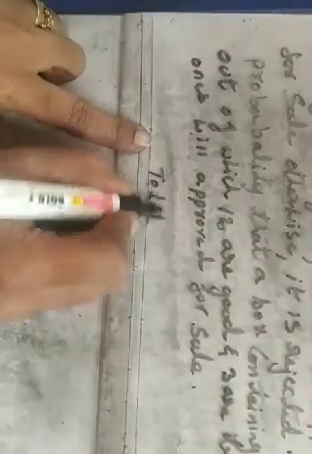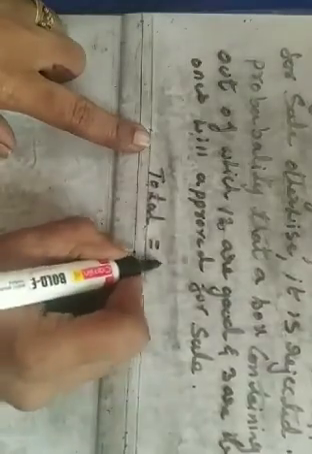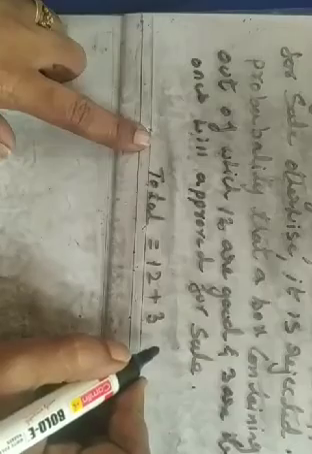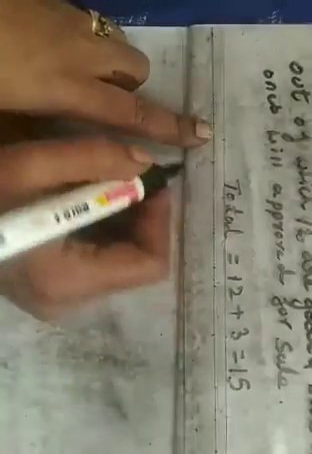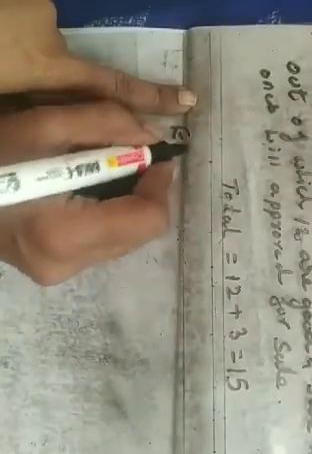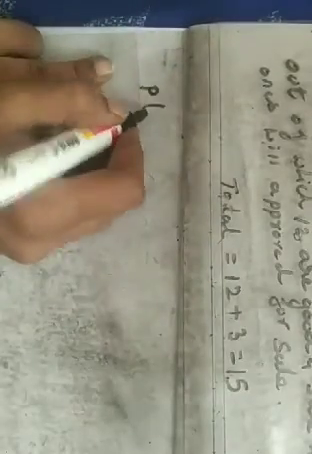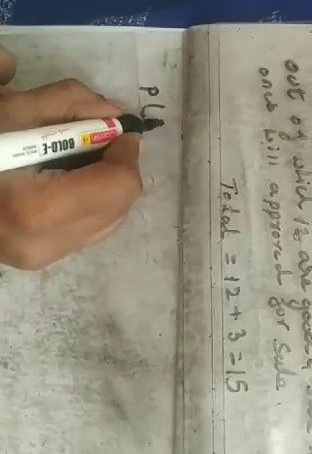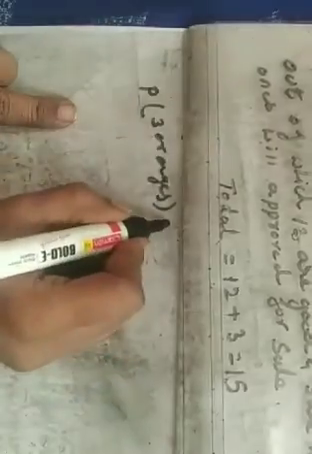Total oranges: 12 are good and 3 are bad ones. So total 15 oranges. So the probability of three oranges being picked.